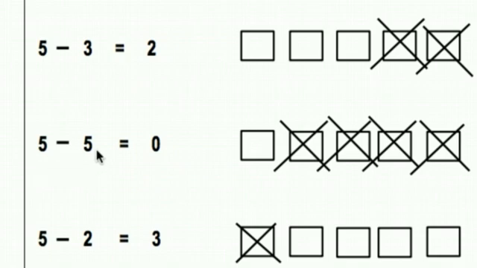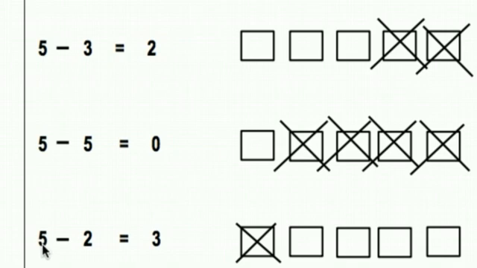5 minus 5 equals 0. Again, choose one of the models on this side, either this one, this one, this one, this one, or the one here at the bottom that represents 5 minus 5 equals 0. Draw a line from your equation to the model.